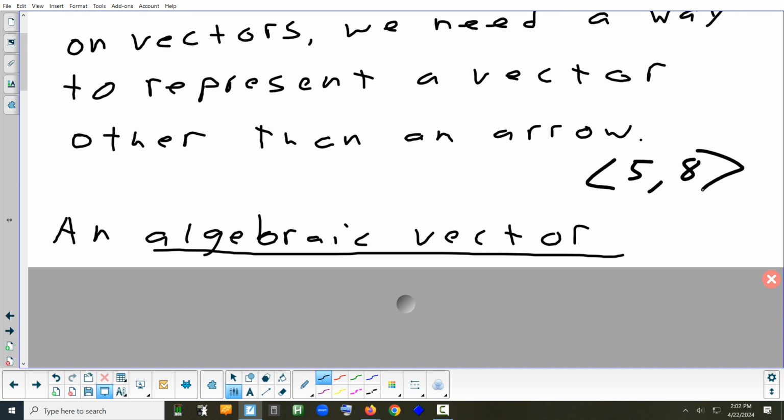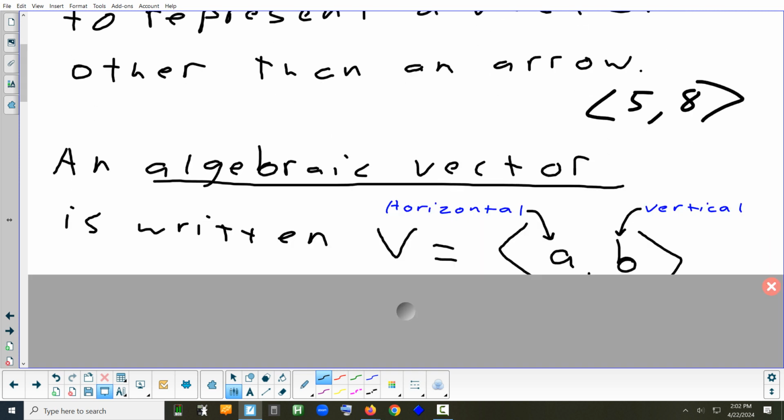That's an example of a vector that's all numbers, no arrow. Anyone have an idea what the 5 and the 8 mean? 5 units and 8 units. 5 units which way? To the right. And then 8 units up. Yeah. That's basically what that's telling you.